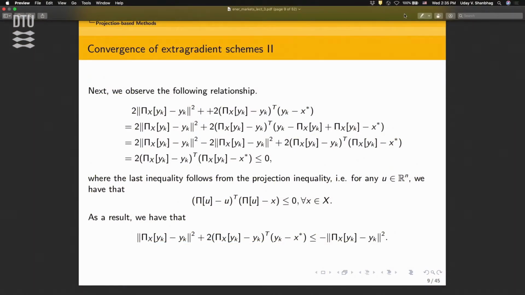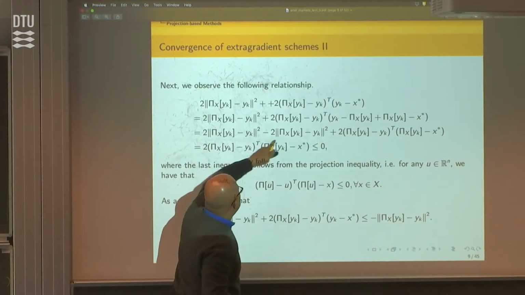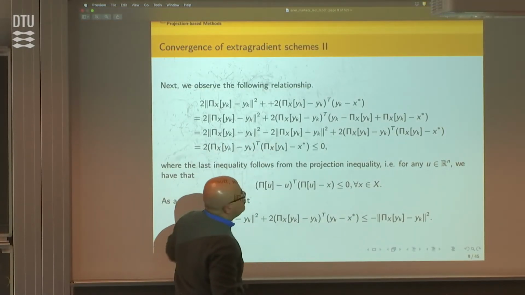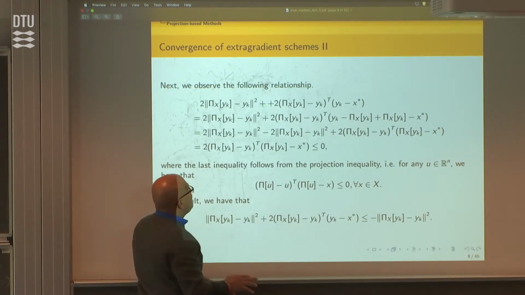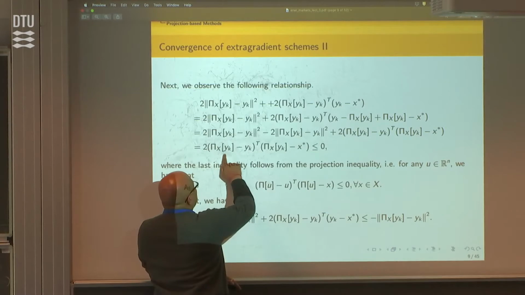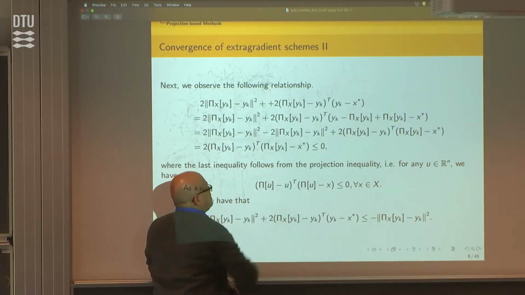Let's look at the second one. You just get pi of x yk minus yk transpose pi of x yk minus x star. Now look at this. This term and this term are the same except this is plus 2 minus 2. So this disappears. Okay? You can cancel that. You're left with 2 of pi of x yk minus yk transpose pi of x yk minus x star.